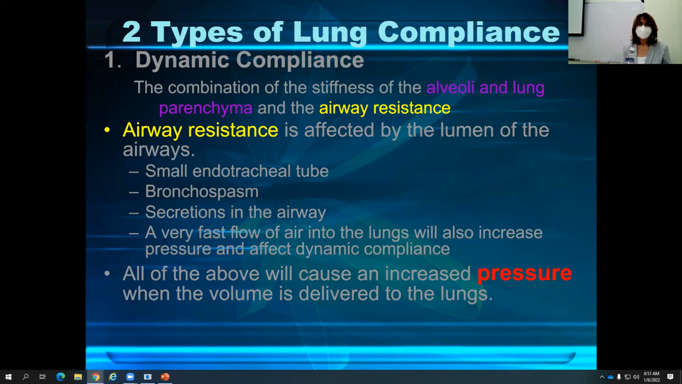As far as the understanding of the word resistance and air going through a large lumen or a large airway versus a small airway, do you understand the meaning of resistance? I need to hear from the student. Let's see.